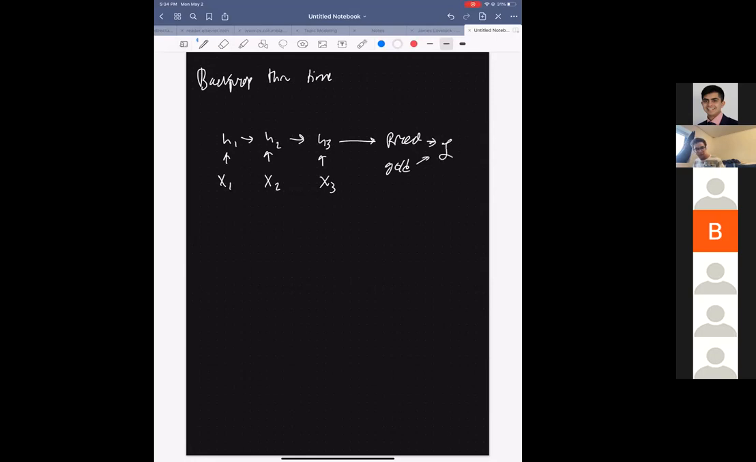Does this network make sense? It's like a backprop through time network, where these are time steps. This is like maybe the dog barks.